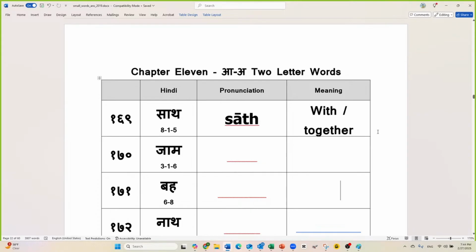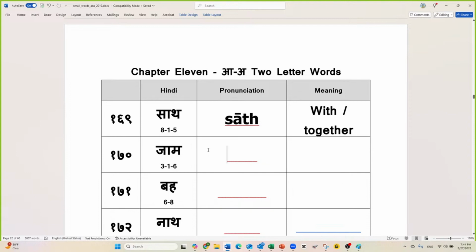There were many people crowded together at the house. So when you have to say together, you have to say the word साथ two times. So बोलो मकान में बहुत सारे लोग साथ साथ थे. Okay. Now next, Kavina, give me the next word.